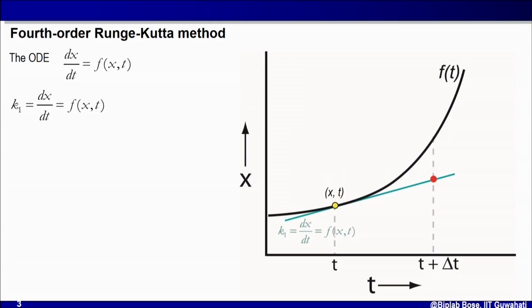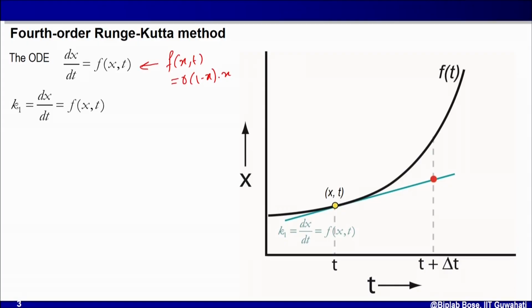So let us start. I have an ODE, dx dt, which is equal to f of x and t. In my earlier example, when I was discussing the spread of infectious disease, f of x and t was equal to r into 1 minus x into x. So I am writing in a generalized form here, because we will try to understand the method in a generalized fashion. So dx dt is equal to something which is a function of x and time t. So k1, as in Euler method, the first slope, k1 is equal to dx dt, which is equal to this function f of x and t.